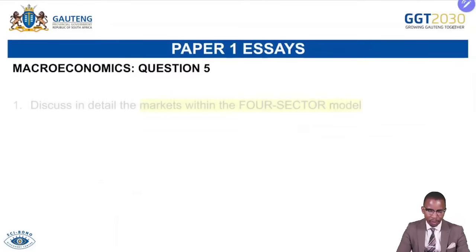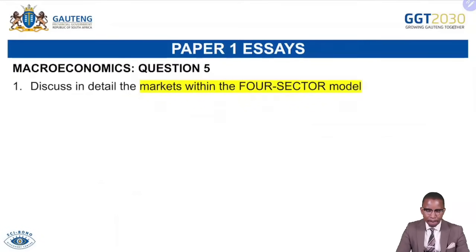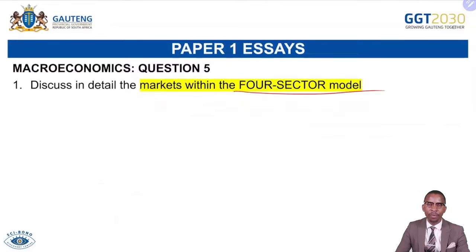For macroeconomics, we have a list of essays. Discuss in detail markets within the 4-sector model in the circular flow. This is one of the easy essays that we have seen in our June examination. That's when we talk about the likes of the factor market, product market, financial market, as well as the foreign exchange market. Remember, we have those 4 subheadings, but you can add up to 9 subheadings, because if you talk about the product market, that market alone has the consumer goods market, capital goods market, and services market.